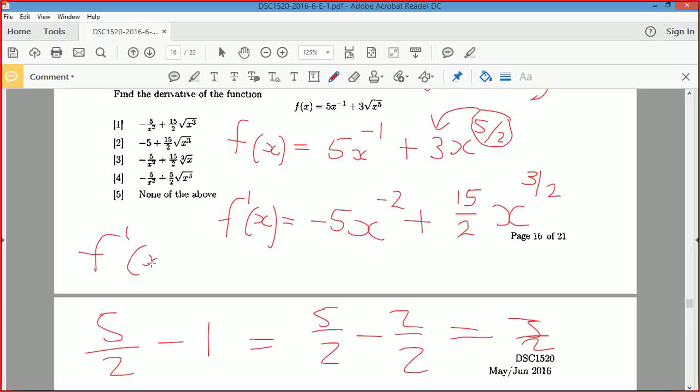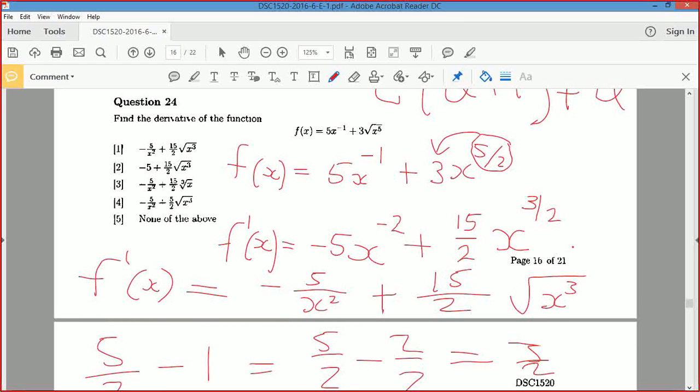If you want to, you can write this nicer. I can write this as 5 over x squared, and I can write this as 15 over 2 x to the 3. Here we go. So I think it would be number 1? Option 1, yes. There we go.